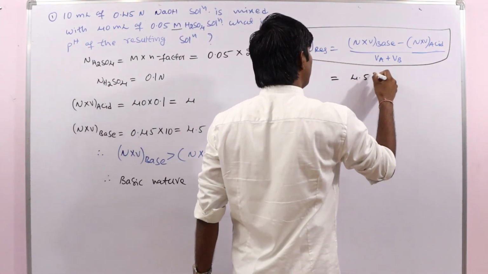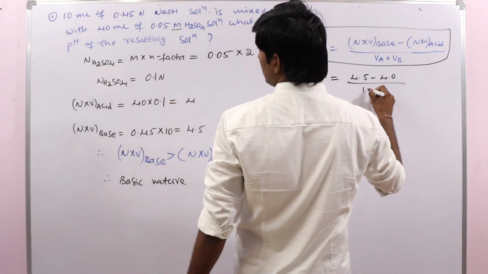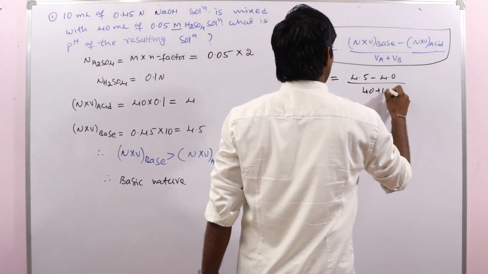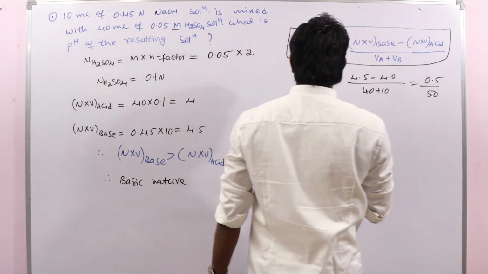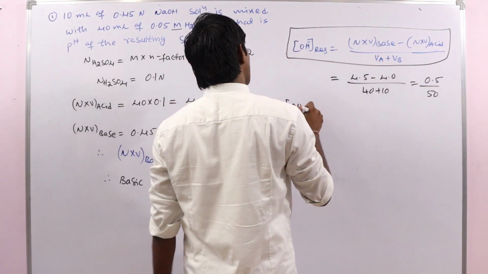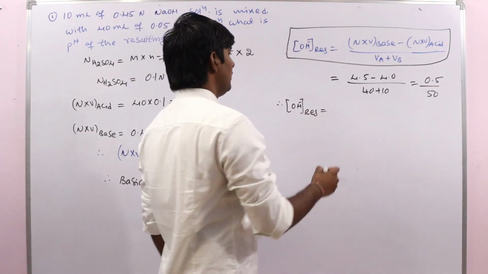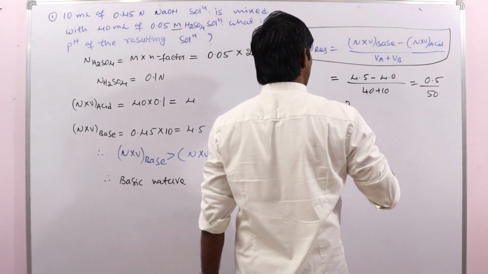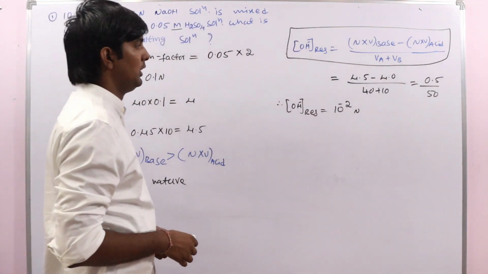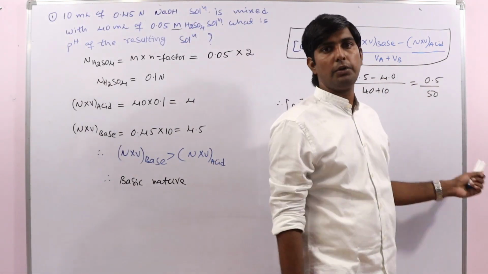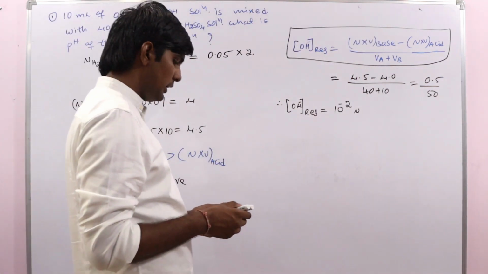So that is 4.5 minus 4.0 by 40 plus 10, that is equal to 0.5 by 50. Therefore, OH minus ion concentration in the resulting solution is equal to how much? We get 10 power minus 2 normal. This we can write as 50 by 50 into 10 power minus 2, so 50 will get cancelled. We get 10 power minus 2.